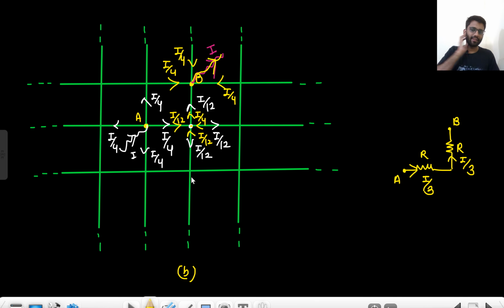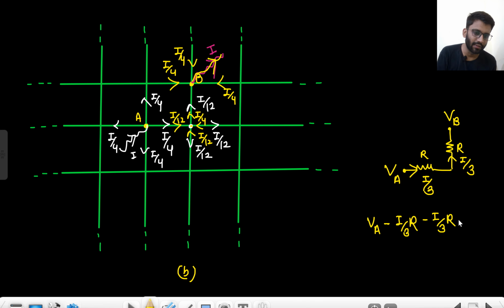Right? Did I do it right? 1 by 12 plus 1 by 4. 3, 12, 4 by 12, 1 by 3, right? So I by 3 current that side, I by 3 current that side. So let's assume it has a potential of VA, it has a potential of VB. So VA minus I by 3R minus I by 3R equals to VB. So your VA minus VB, that would be equals to V only, right?